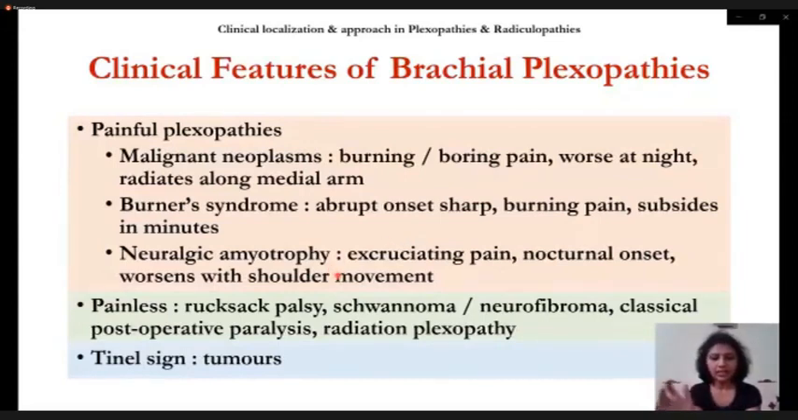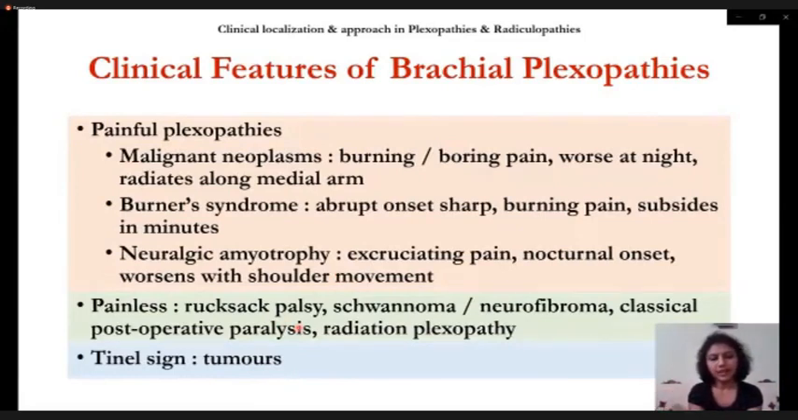On the other hand, in the case of a neuralgic amyotrophy, there is nocturnal onset of abrupt and excruciating pain in the shoulder or the upper limb, that is in the periscapular region. This pain worsens by shoulder movement rather than by neck movement, and it subsides after 7 to 10 days, by which time the weakness becomes apparent.